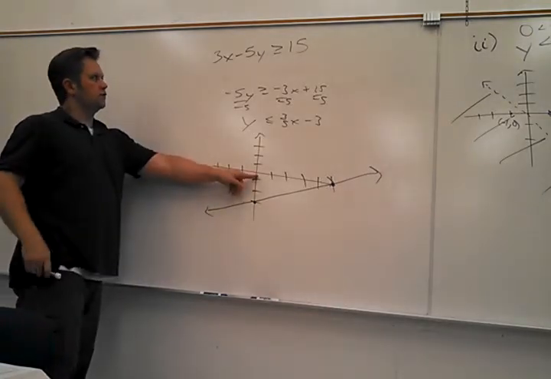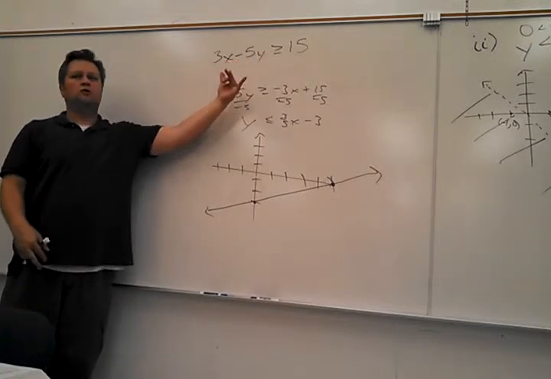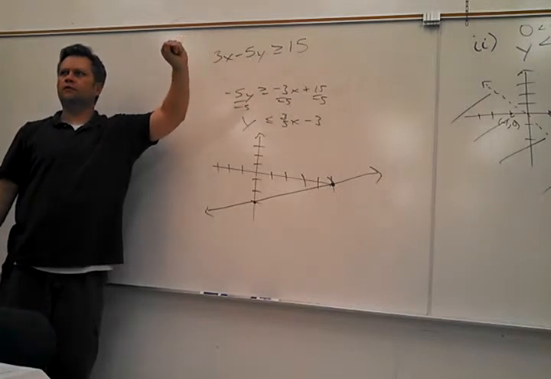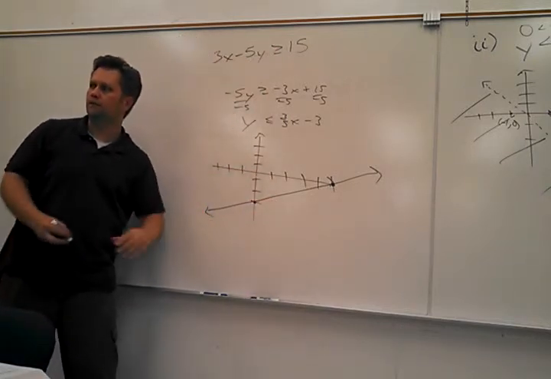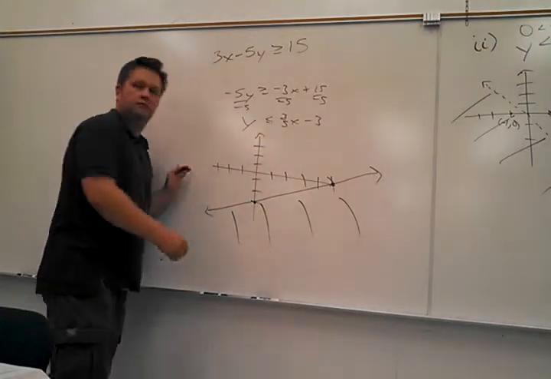And now if I plug in 0, 0, I always just plug it into the beginning if I'm going to do it that way. Of course, I don't do it that way, but 0 minus 0, is that bigger than 15? No, so I'm not going to shade this way, I'm going to shade that way. Me, I would just go, okay, y less than, down.